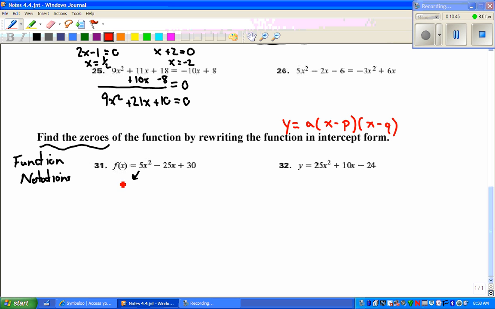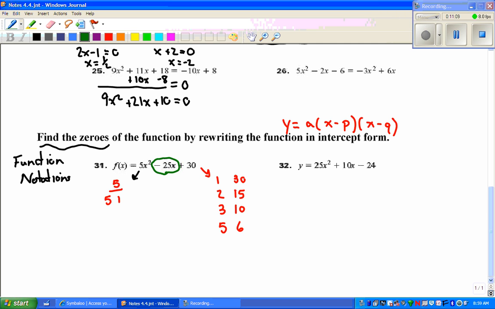All right? Take your 5 out to the side. You've got 5 times 1. Take your 30 out to the side. You've got 1 times 30, 2 times 15, 3 times 10, and 5 times 6. We're trying to get a negative 25 in the middle.